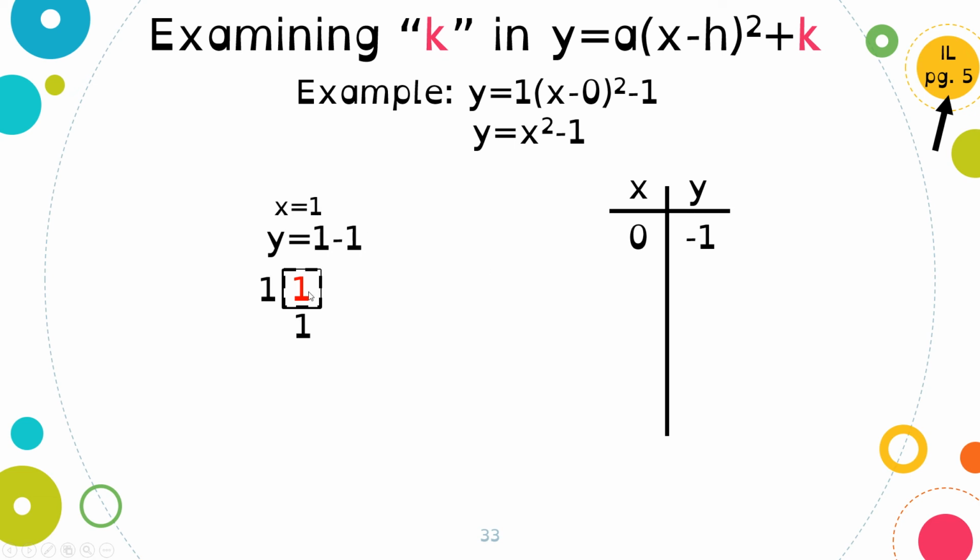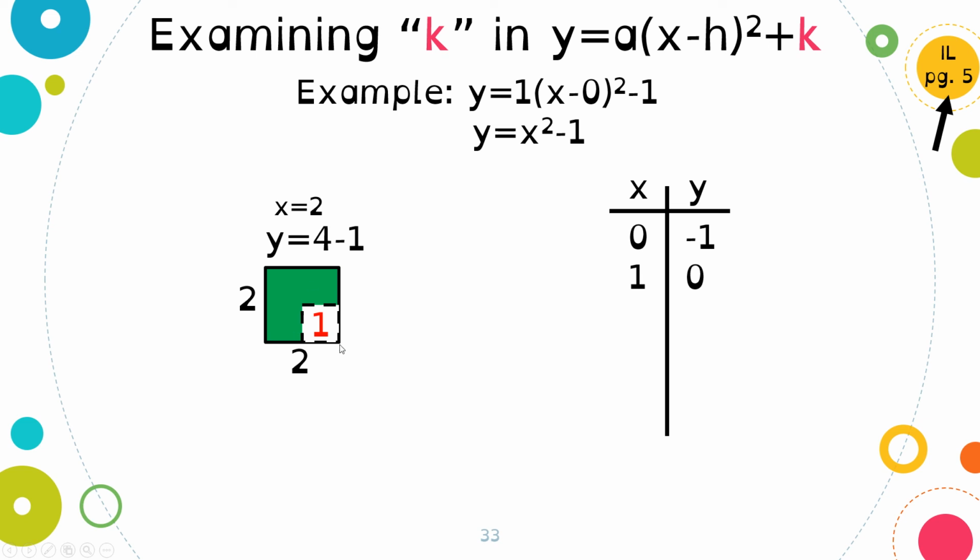When x is equal to 1, our side length is 1. So our area is 1, but we're subtracting 1. So 1 take away 1 is 0. So now we have x equals 1 and y equals 0.